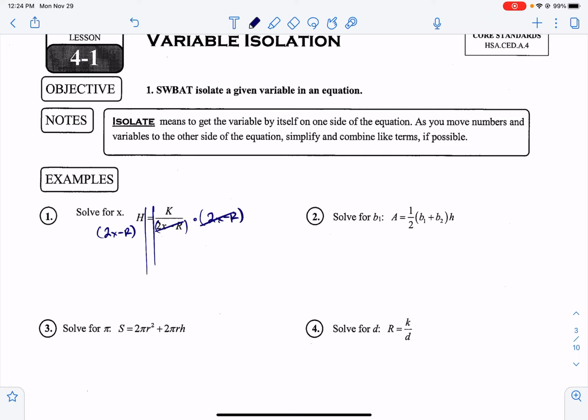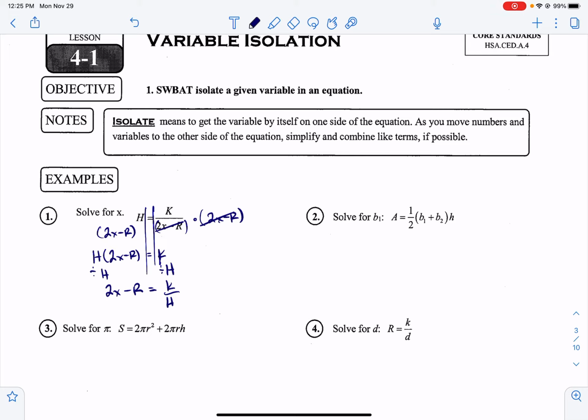Now, when I do this, I'm going to actually write it like this. H times 2x minus r equals k. I'm not going to distribute that h yet because I'm trying to get x alone. And if I distribute that h, I'm adding more stuff to my x, and I'm trying to get rid of things. So instead, I have h multiplied by 2x minus r inside those parentheses. Well, I can't do anything on the inside of the parentheses till that h is gone. So I'm just going to divide by h on both sides. So now I just have 2x minus r left over, and that equals k over h.